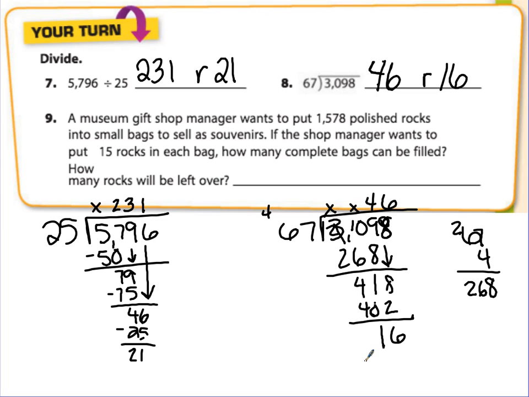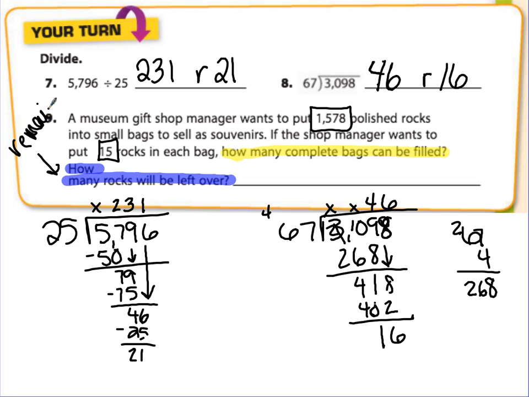Okay, so in this case, you should have found that 1,578 was important. 15 rocks in each bag. The question should have been highlighted. How many complete bags can be filled? And then there were 2 questions, so I'm going to do 2 colors. How many rocks will be left over? Okay, well, the leftover, let's think about this. How many will be left over? Well, isn't that going to be a remainder? Isn't that what remainder means? Left over?